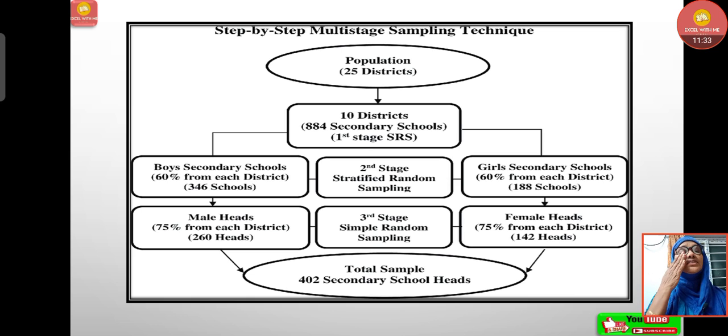You can see here also, for example, step-by-step multi-stage sampling techniques. Population of maybe 25 districts, if I take 10 districts out of which 884 secondary schools, that is the first stage. Then comes the second stage, out of that boys and girls. Then the third stage, male heads and female heads. Lastly we come to the total sample of maybe 402 secondary school heads here.